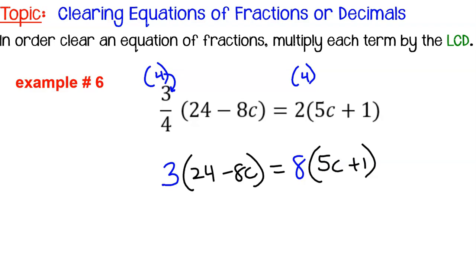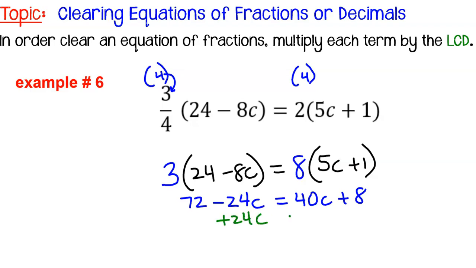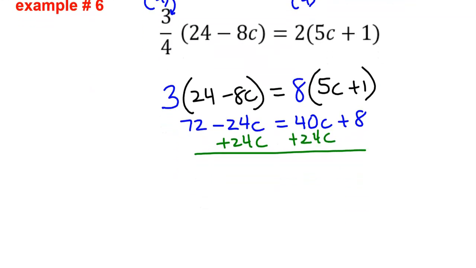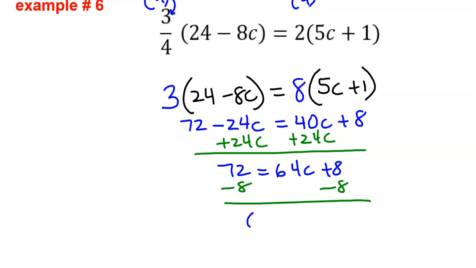24 times 3 is 72. 8 times 3 is 24. 8 times 5 is 40. And 8 times 1 is 8. I'm going to add 24c to both sides. I'm going to subtract 8 from both sides. Divide both sides by 64.